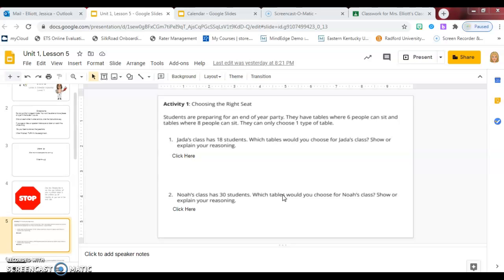In addition, you don't want not enough tables. You want people to be able to have a place to sit. So you need to choose which group of tables that you would choose, and you need to be able to explain why, okay? And then for number 2, you're going to do the same thing.